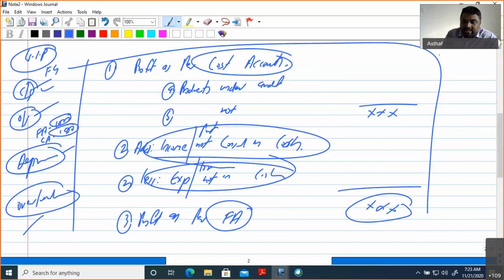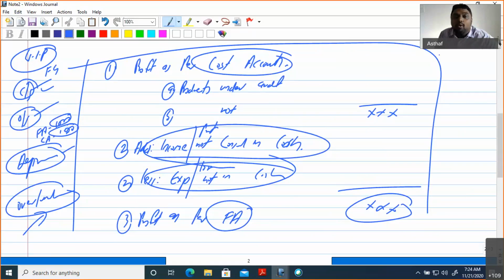The next, another thing, under absorption or over absorption. Very easy. My dear friends, over absorption means in costing the amount is more. Under absorption means in costing the amount is less.